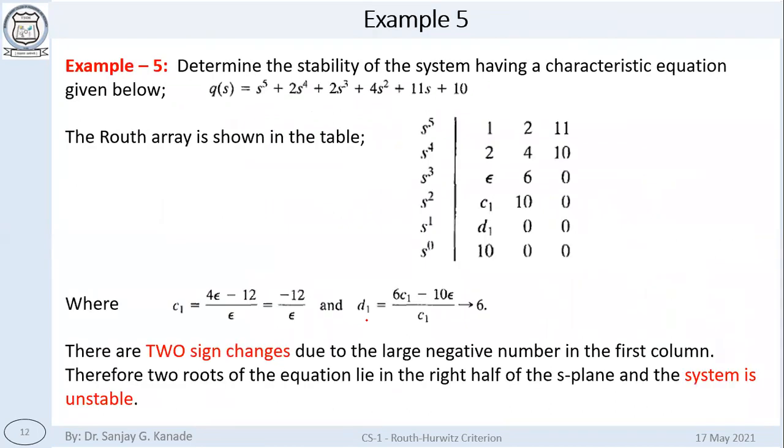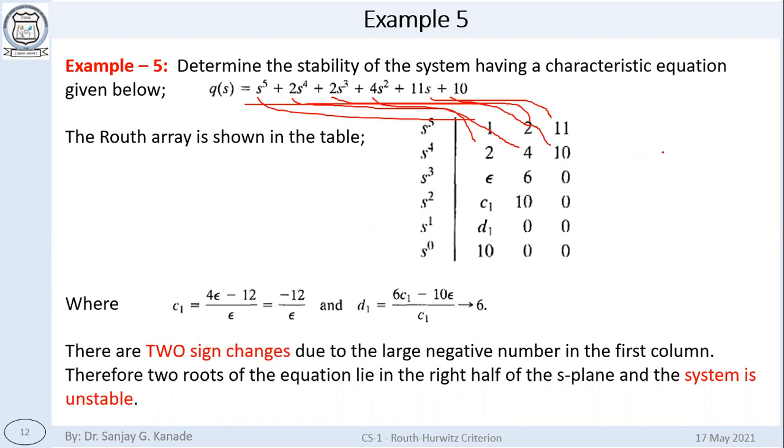Okay, so how to solve this? This has to be done using an example. So I take this example again: s raised to 5 plus 2s raised to 4 plus 2s cube plus 4s square plus 11s plus 10. Now we begin in the normal way: s5, s4, s3, like this. The alternating elements 1, 2, and 11 are taken in the first row, and the remaining ones are taken in the second row, right?